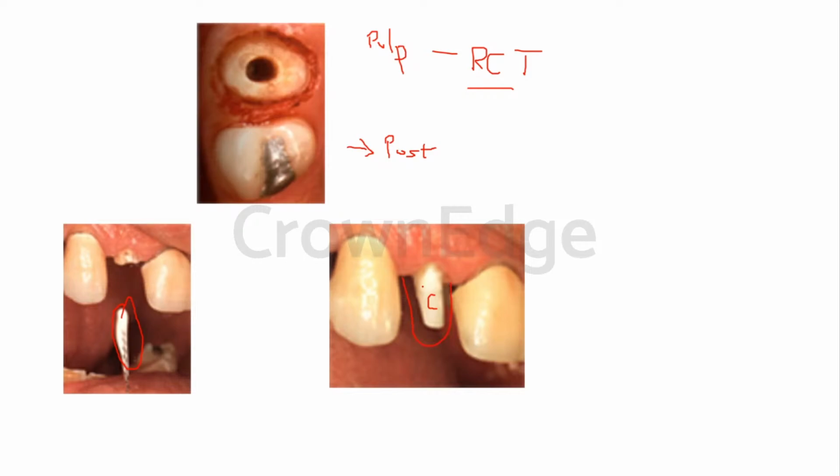So whenever it is pulpally involved, it is undesirable. I do a root canal, not enough coronal structure, I do post and core like this, and I place a crown. If the tooth is rotated, I can make it straighter, and still I can work with it.